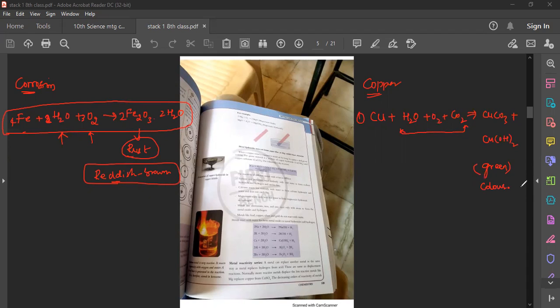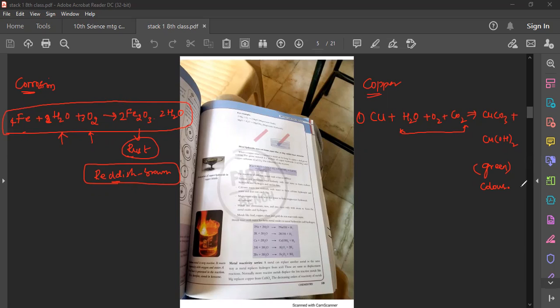What are the important conditions for the copper to get the green color coating? Oxygen, carbon dioxide and water. Whenever copper reacts with oxygen, carbon dioxide and water, it develops copper carbonate and copper hydroxide, which form the green color coating. Suppose you want to remove the green coating and get back the original color of the copper, what do you have to do?